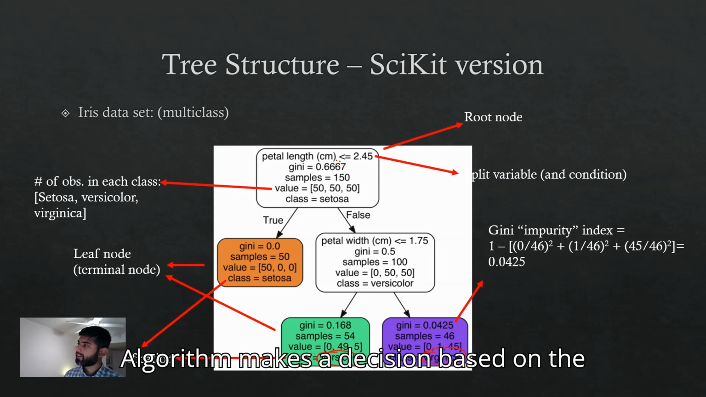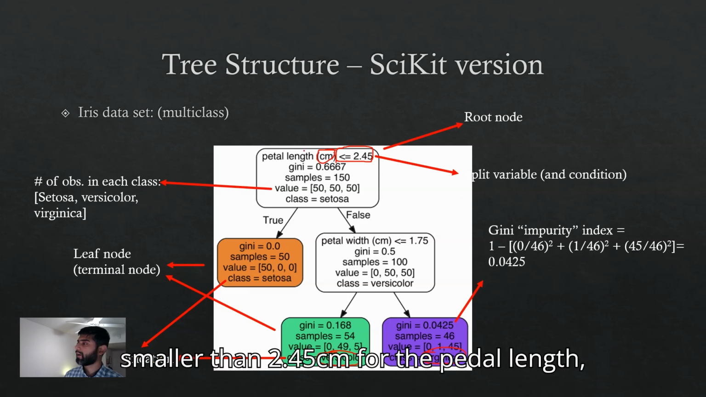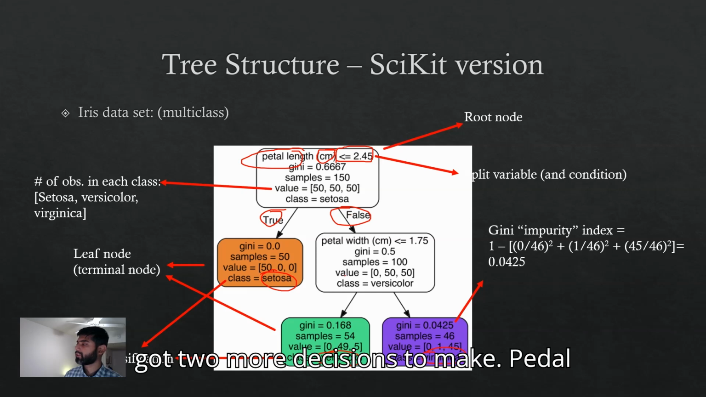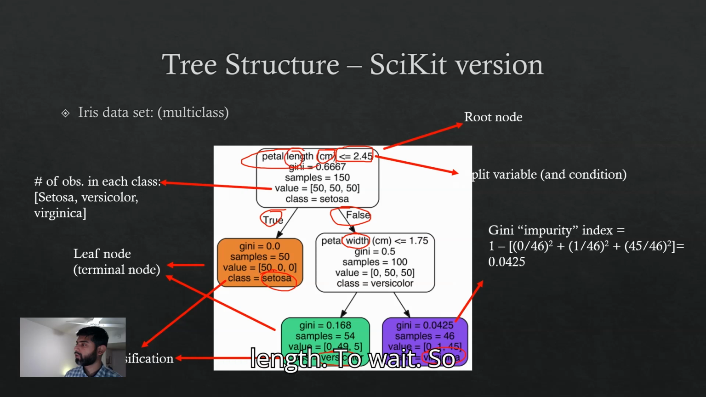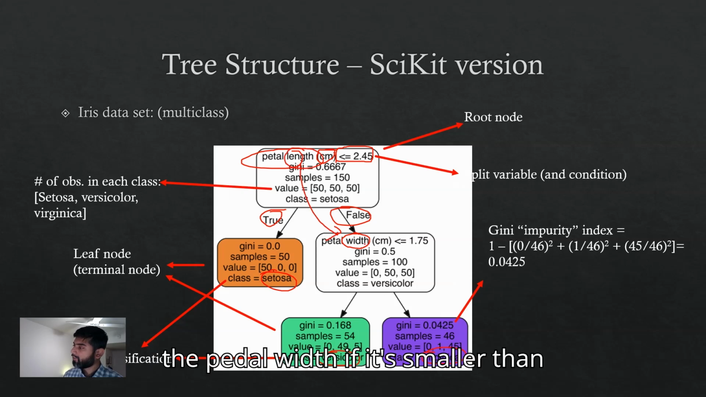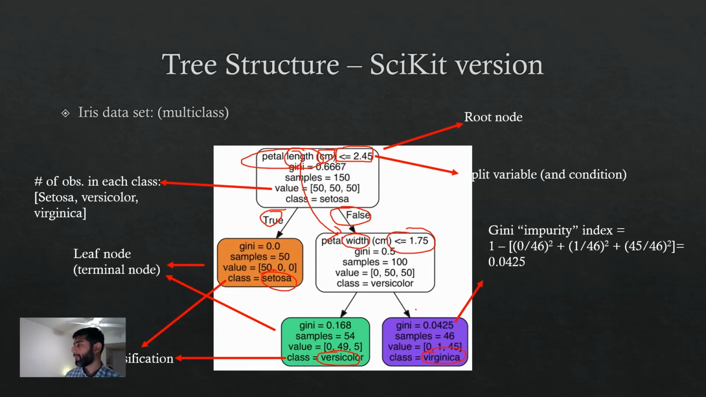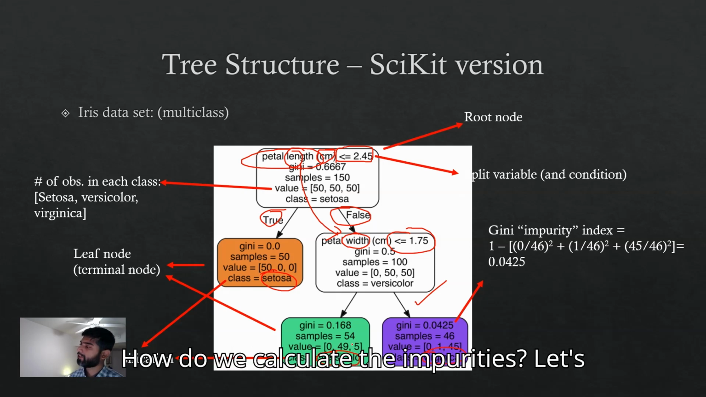The algorithm makes a decision based on the dataset it's learning from. If it's smaller than 2.45 centimeter for the petal length, it's 100% true that it's going to be a setosa. What if it's false? You got two more decisions to make. Petal width. See the parameter change from length to width. So the petal width, if it's smaller than 1.75 centimeter, it's going to be a versicolor. If it's more than 1.75 centimeter, it's going to be a virginica. Simple enough, right?